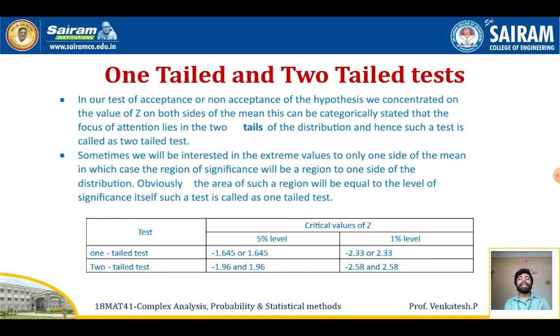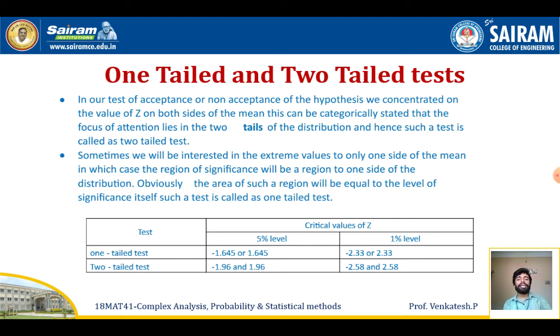Sometimes we will be concentrating only on the extreme values on one side of the mean. In such cases, the region of significance will be the region on one side of the distribution. So obviously the area of such a region will be equal to the level of significance itself. Such a test will be called a one-tailed test. So it means that if you are concentrating on both sides of the mean, it will be called a two-tailed test, and if you concentrate only on one side of the distribution, it will be called a one-tailed test.